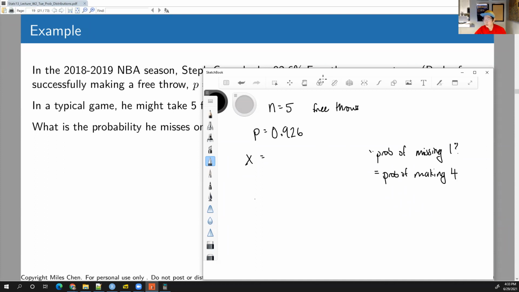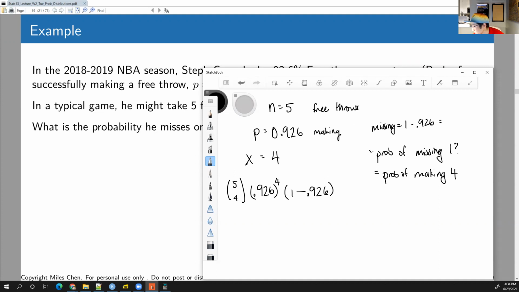Do we feel that that's okay? So I'm going to do x is equal to 4. And so I will have 5 choose 4, 0.926 raised to the 4th power, times 1 minus the probability of making, which is 0.926. Missing will be 1 minus 0.926, so that's 0.074. That has to happen one time.